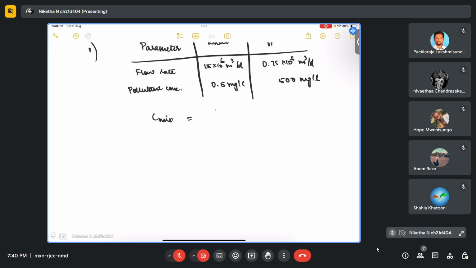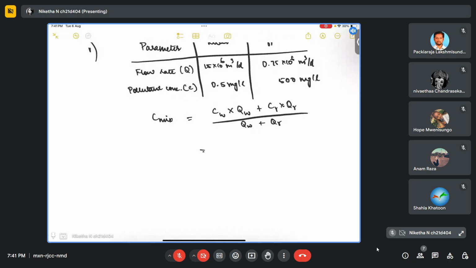Okay. So C mix is concentration of the waste stream into the flow rate of the waste stream plus the concentration of the pollutant in the river multiplied by the flow rate of the river, divided by the flow rate of the waste stream plus the flow rate of the river. So, can you all substitute and tell me the answer? So what is CW here?